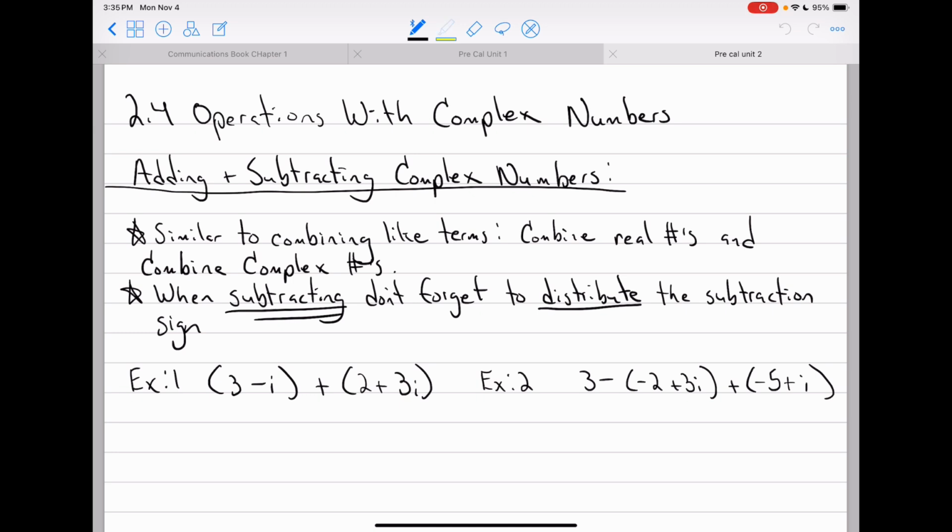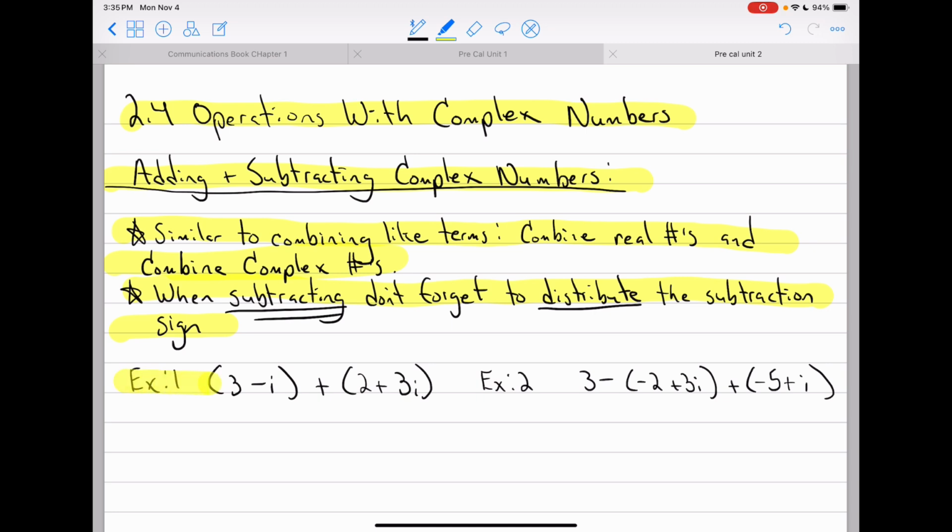we're talking about 2.4, operations with complex numbers. So let's talk about how we add and subtract complex numbers. A couple things to remember. This is basically similar to combining like terms. You're going to combine your real numbers, and then you're going to combine your complex numbers. And there's one other thing to remember. When you are subtracting, don't forget to distribute the subtraction sign, or really the -1 that is outside the parentheses.